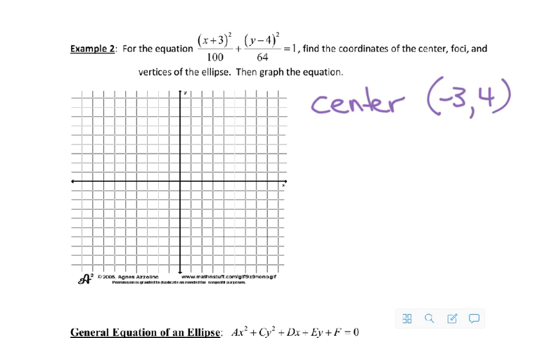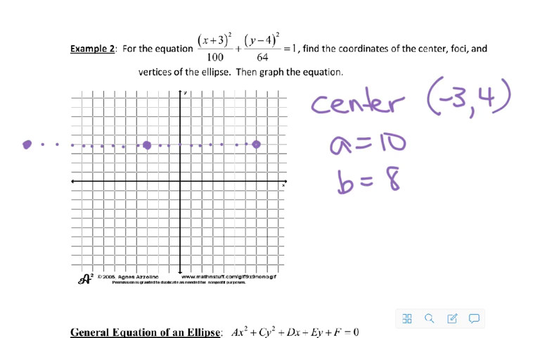And the first thing I'm going to do is graph (-3, 4). The bigger number is under x. That means this is going to be elongated horizontally. So a is 10, because you got to take the square root of 100. So I'm going to put a dot 10 units to the right. 1, 2, 3, 4, 5, 6, 7, 8, 9, 10. And I'm going to put a dot 10 units to the left. 1, 2, 3, 4, 5, 6, 7, 8, 9, 10. So wherever that is over here.